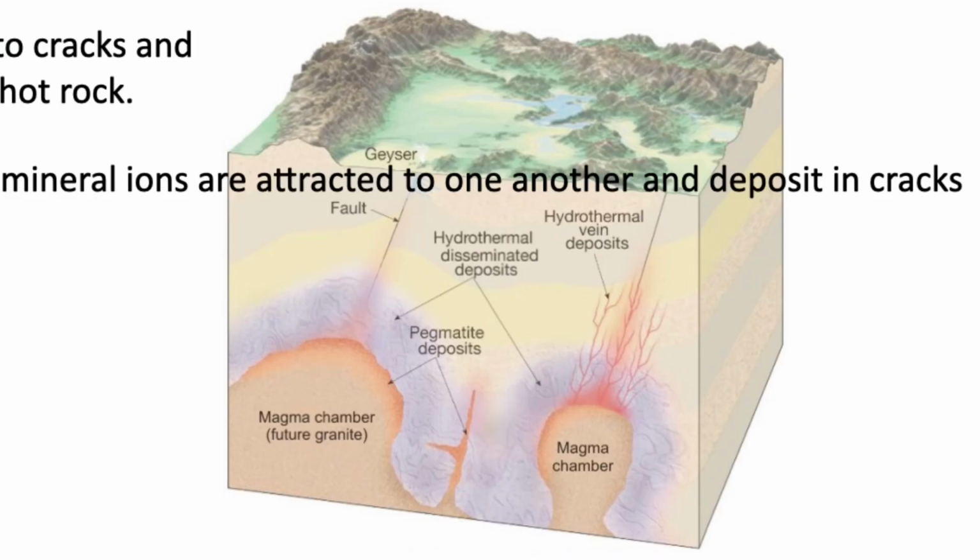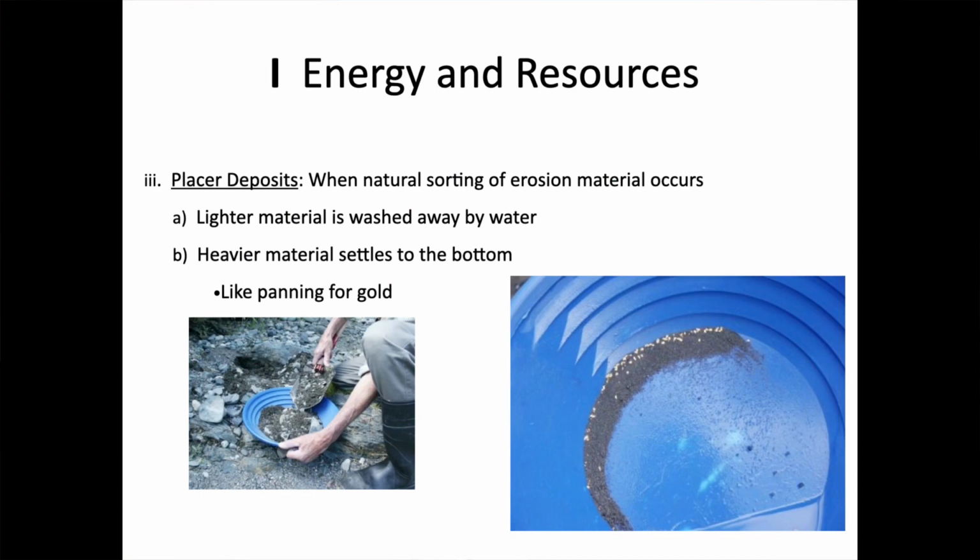form of ions. As that hot water gets forced away from the magma chamber, it spreads out into these cracks surrounding the magma chamber. And as it cools off, those ions produce bonds and they deposit minerals, things like copper and gold. The very last place we can find these metallic mineral deposits are called placer deposits.